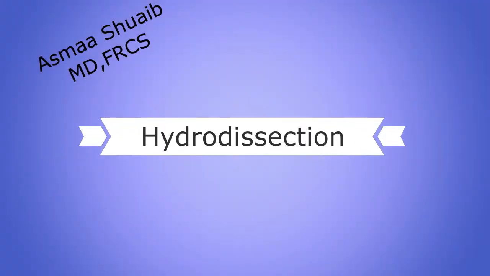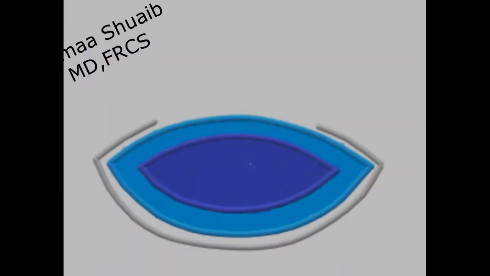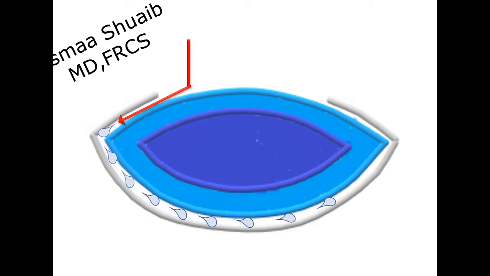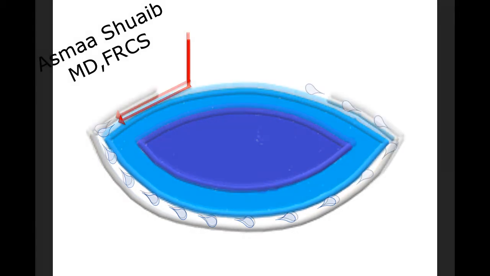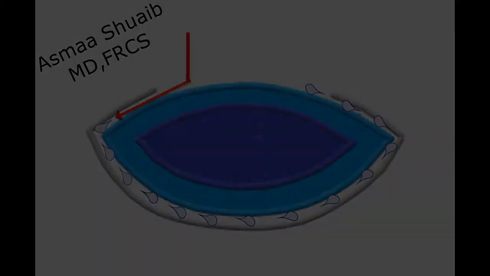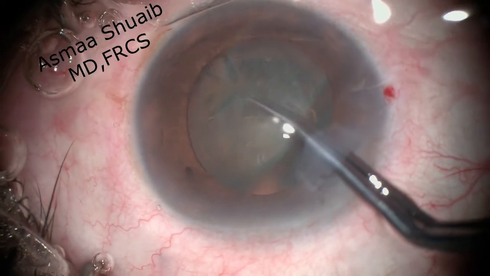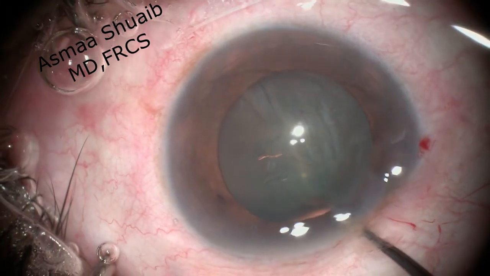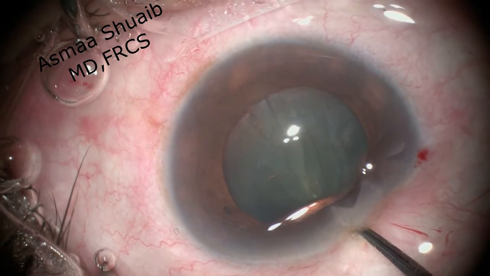Hello, in this video I'm going to explain the hydrodissection and hydrodelineation. Starting with the hydrodissection, it is the process of separating the lens matter from the lens capsule by injecting fluid in between. And to do this maneuver, first the viscoelastic material has to be evacuated from the anterior chamber to prevent capsular block.